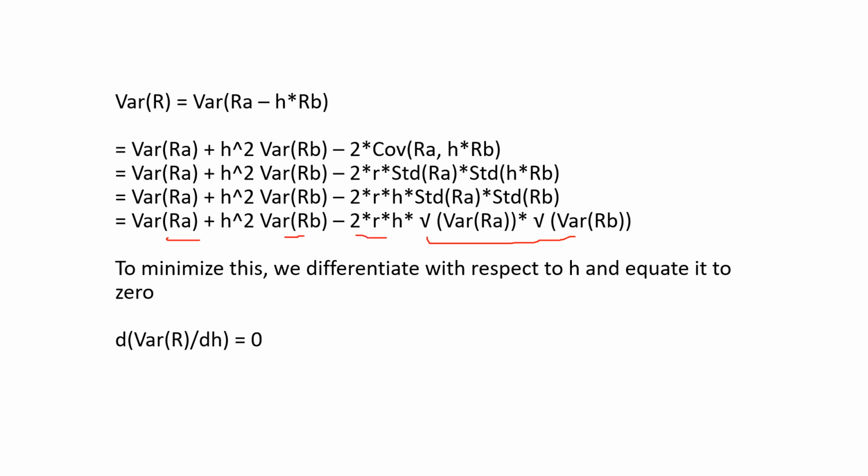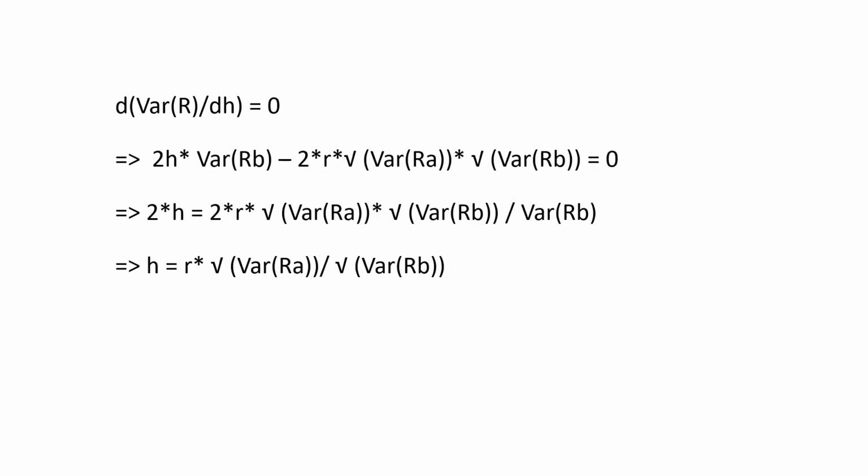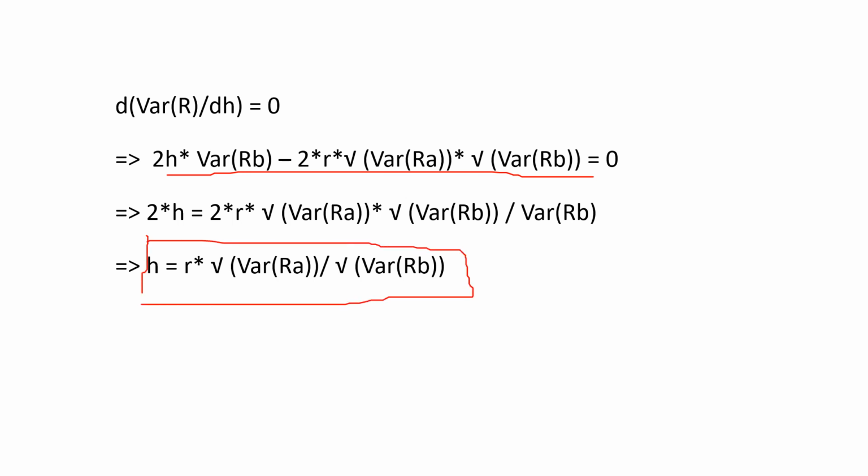the correlation, and H. Now to minimize this, we differentiate with respect to H and equate it to 0. So differentiating the portfolio variance with respect to H, we get the following expression, and when we equate it to 0, we can solve it to get the optimum value of H, which is given by the correlation times the square root of the ratio of the variance of the returns.